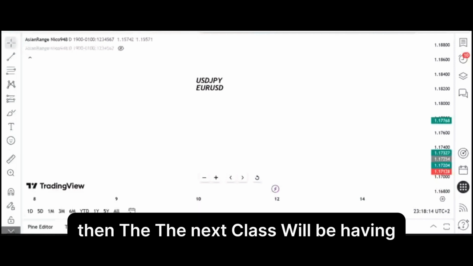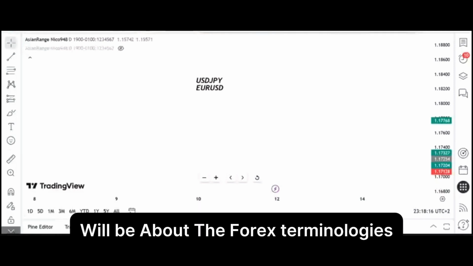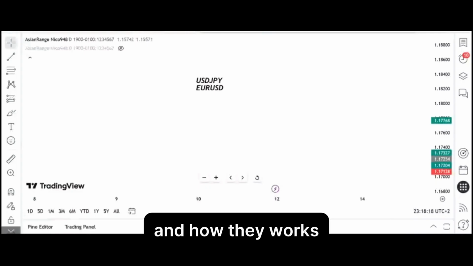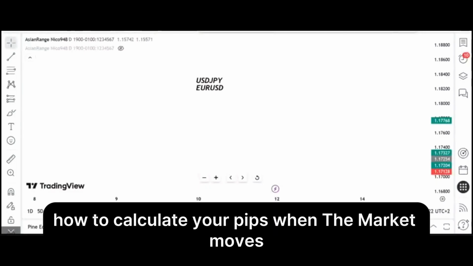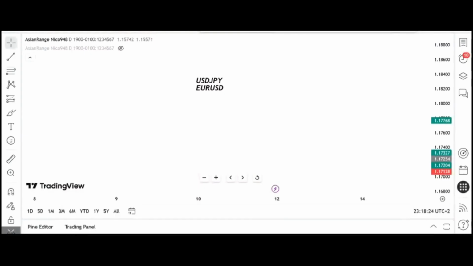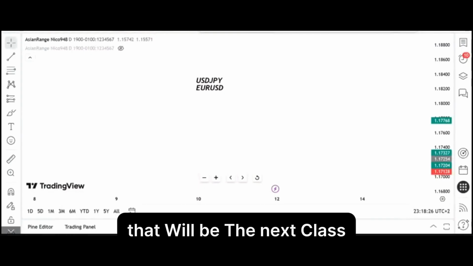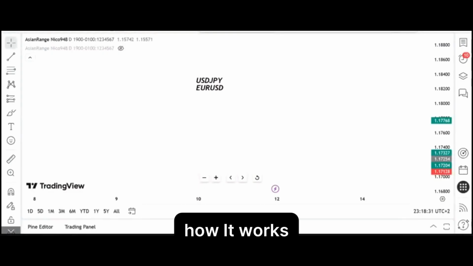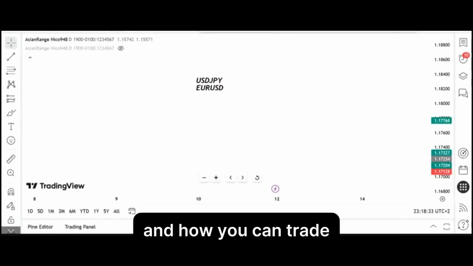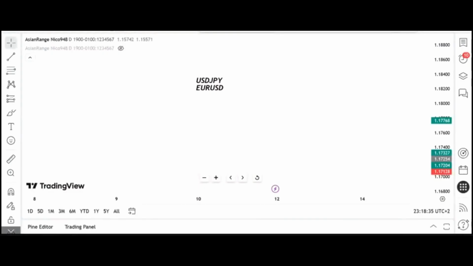Then the next class will be about forex terminologies and how they work: how to calculate lot size, how to calculate your pips when the market moves, and all those things. That will be the next class. But for today, we are only learning about forex, how it works, and how you can trade the forex market.